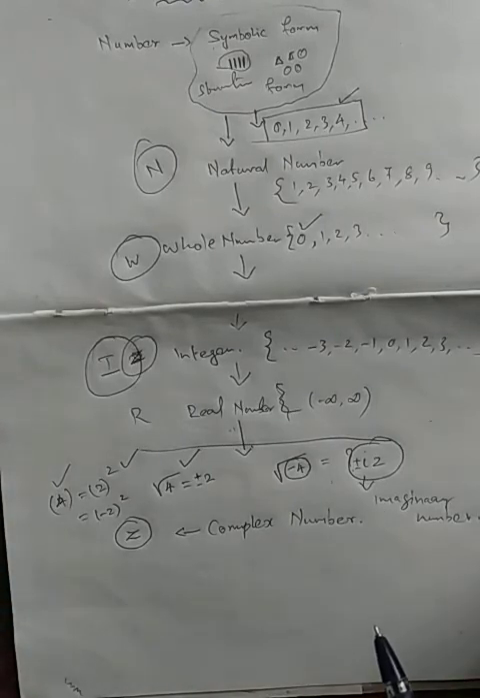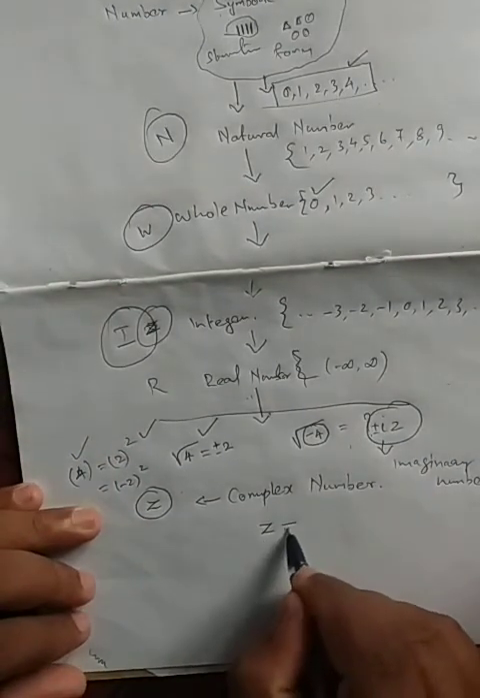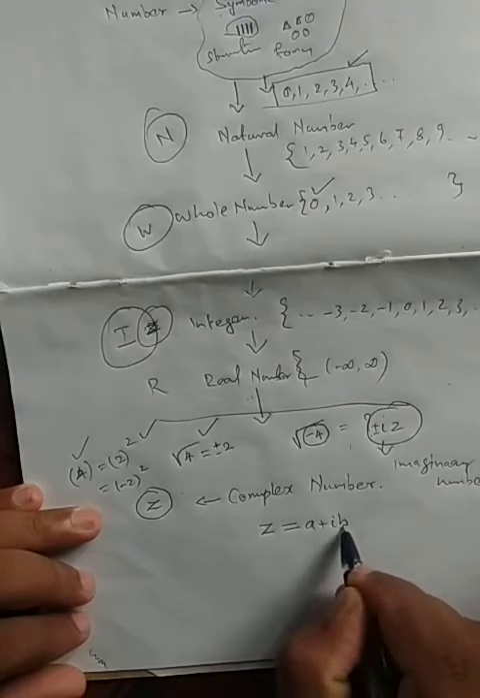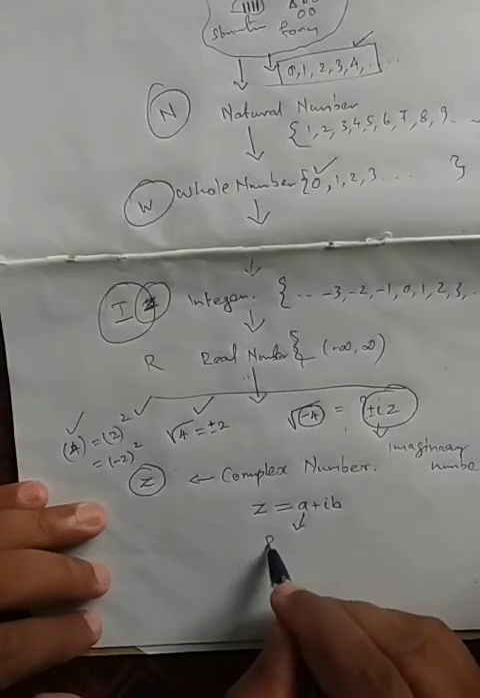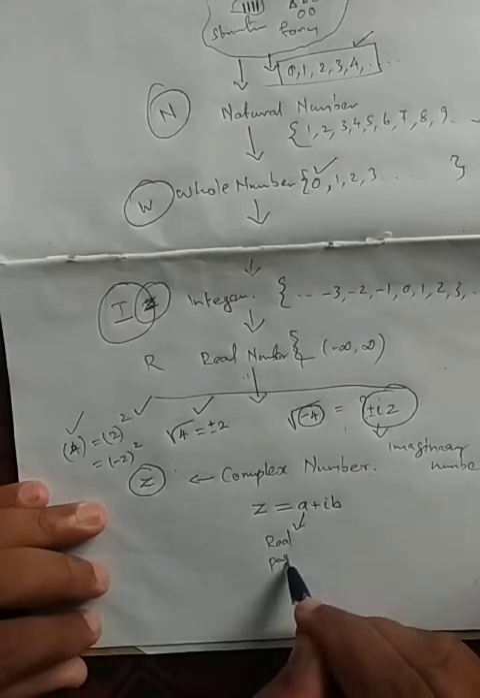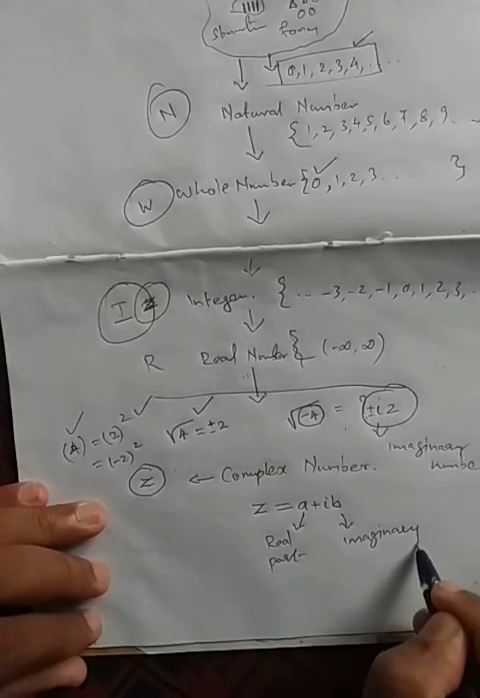Why should I write it as imaginary? Because that root value does not lie on the real number line, it lies on the imaginary part. So that's why we say that number is an imaginary number. Now you can see a complex number is usually represented by z, and it will be in the form a plus ib. Here a is the real part and b is the imaginary part.